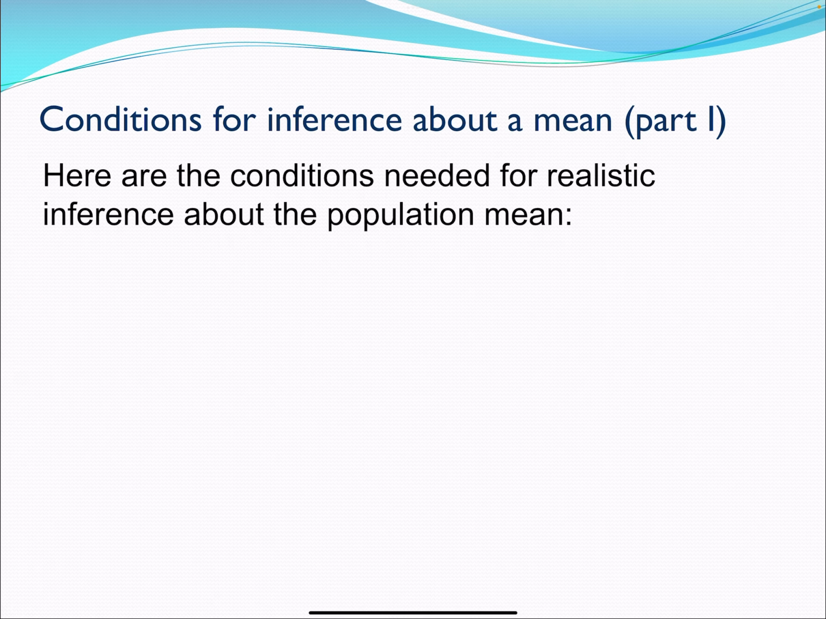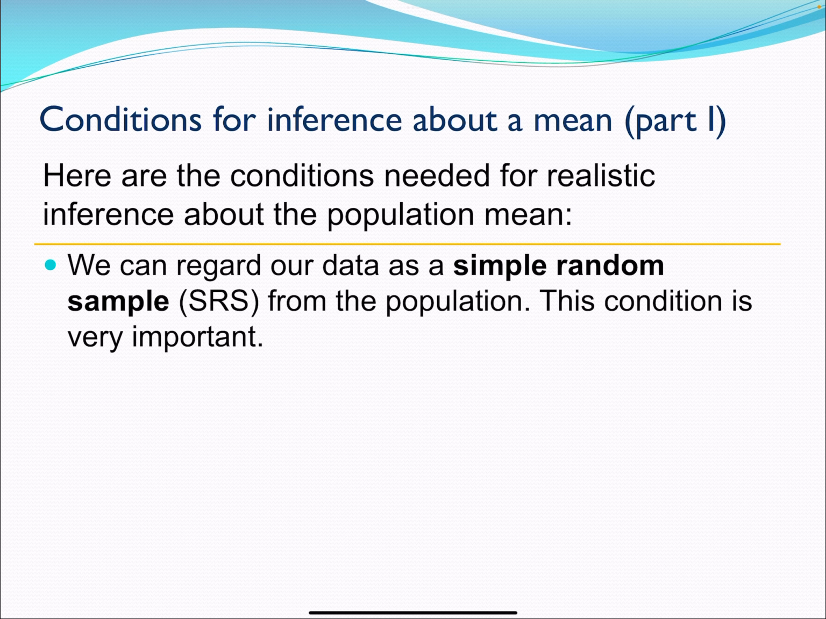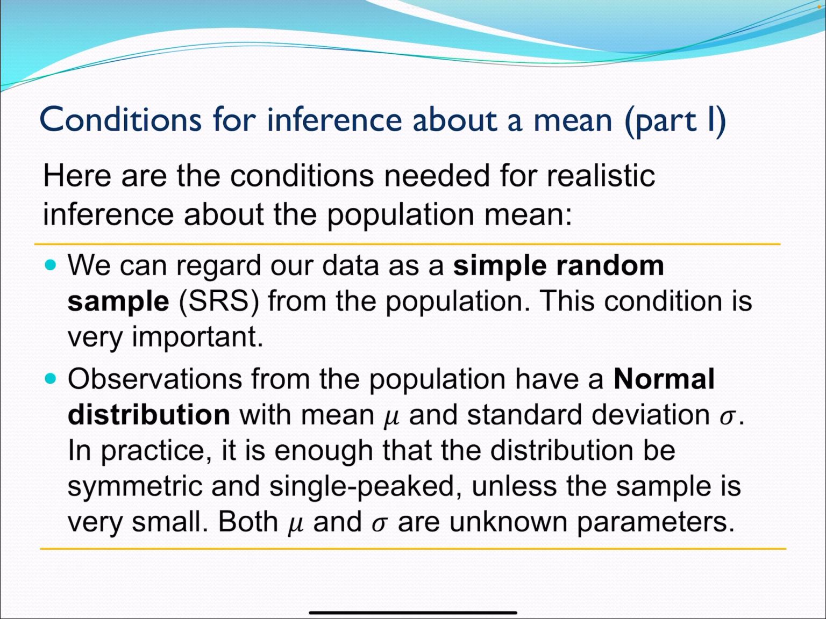Here are the conditions that are needed for realistic inference about a population mean. We can regard our data as a simple random sample from a population. This is very important. This is pretty standard. The observations from the population have a normal distribution with a mean mu and a standard deviation sigma. In practice, it is enough that the distribution be symmetric and single-peaked unless the sample is very small, right? We want to typically have a bigger sample, and both mu and sigma are unknown parameters.